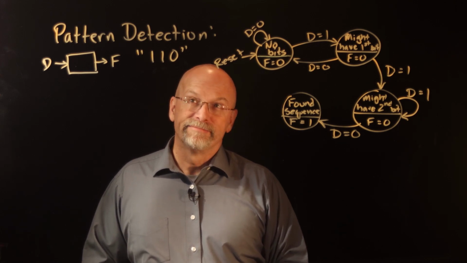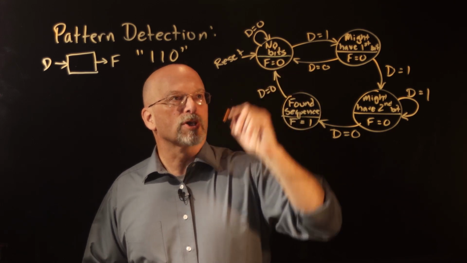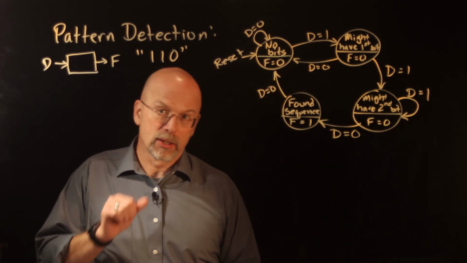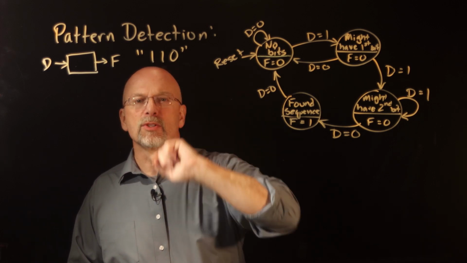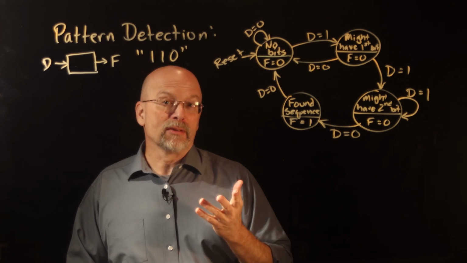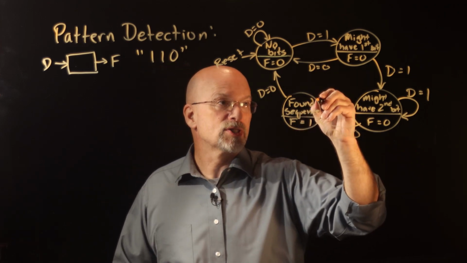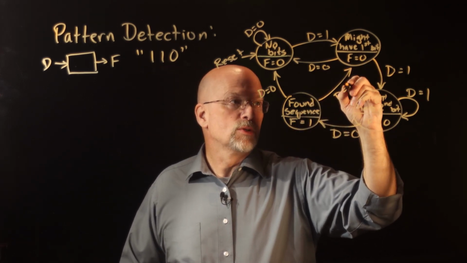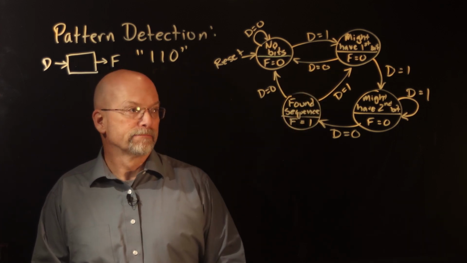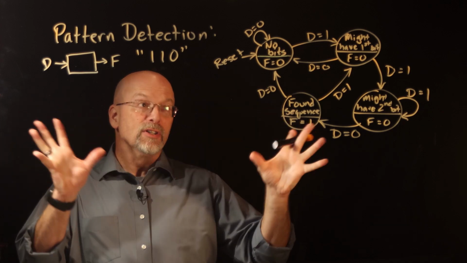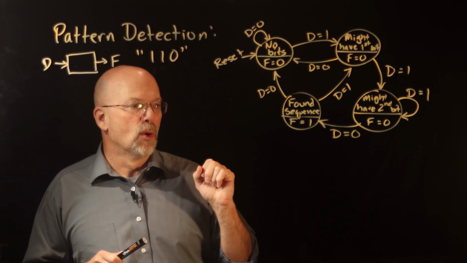That was nothing. No, we can't even make a sequence out of that. So, D equals 0 is going to bring us back to no bits. All right. But what if the bit that's immediately following the sequence was a 1? Well, if the bit immediately following the sequence was a 1, that could be the first bit of yet another sequence. So, D equals 1 brings us back to might have first bit. And there you go. There is the full state diagram for this system where we're trying to detect the pattern 110.